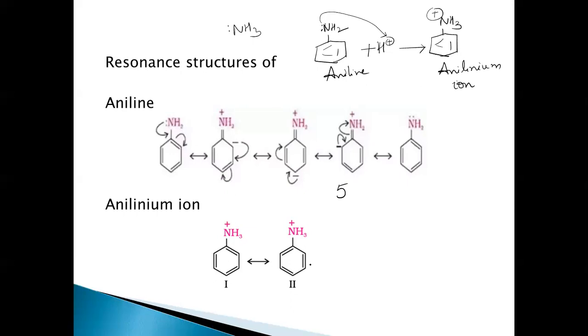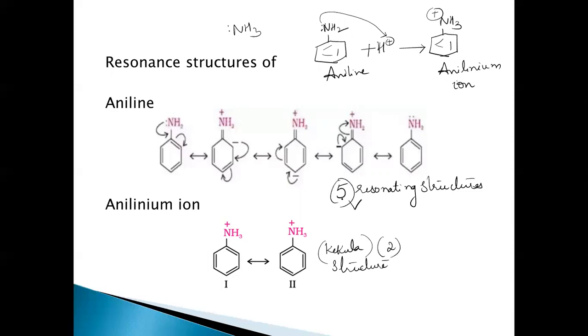There are only 2 resonance structures, and these are the Kekulé structures, if you can recollect them. We know that the compound with more resonating structures is more stable than the compound with fewer resonating structures. Here only 2 structures are possible; here 5 structures are possible. So definitely aniline is more stable than the anilinium ion. If this is more stable, then why will it donate the electrons to the proton, making itself the anilinium ion?